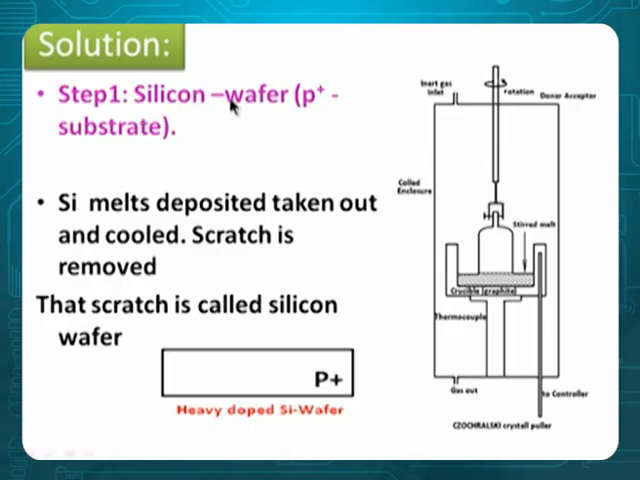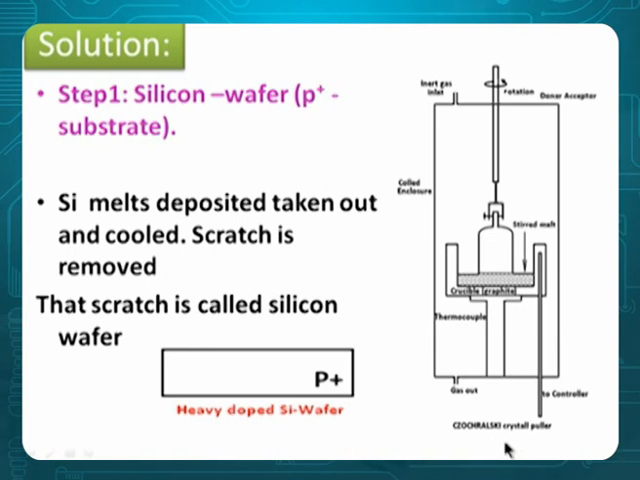And nowadays so many chips are in the market. Every day new chips are coming into the picture. So let's see now the actual process of chip formation. This is what the device technology is expected. The first step, Step 1: silicon wafer, P substrate.